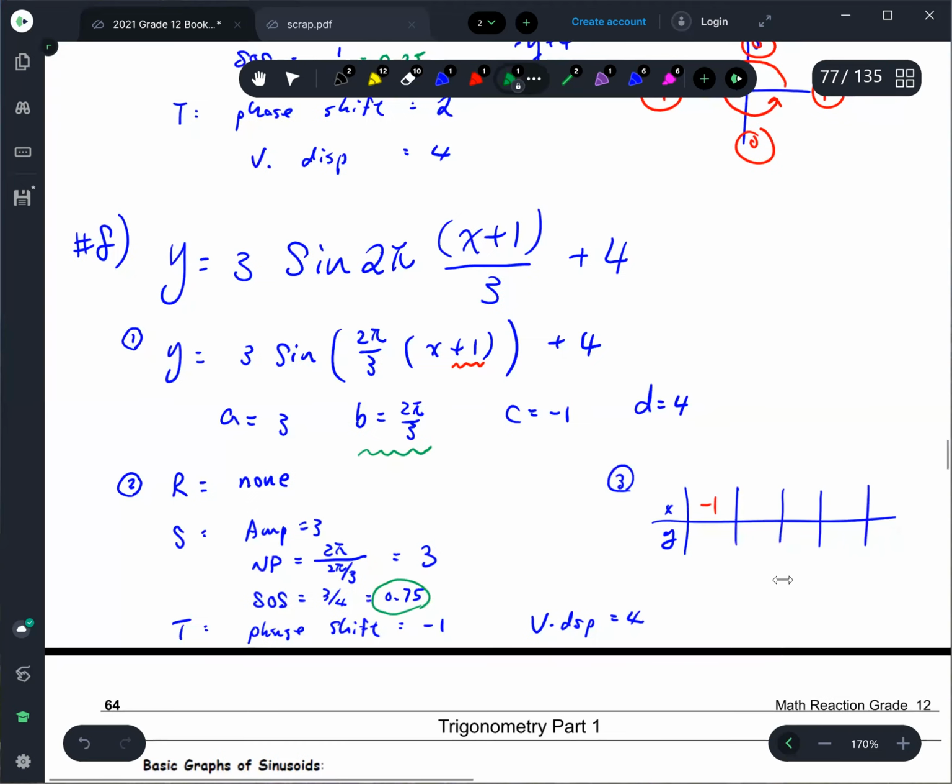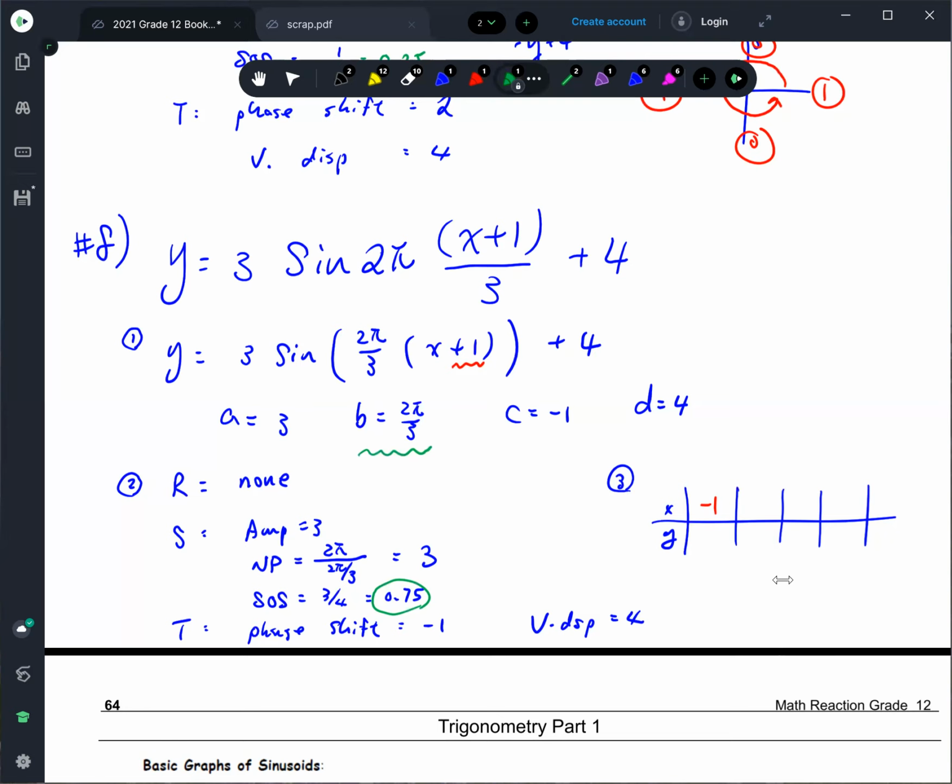2 pi over 3. Okay, so that one is positive, right? Yeah. Okay, if it's positive, you don't do minus for phase shift. You only need to minus if B is negative, because it makes it flip over the y-axis. It will be going to the left instead of going to the right. Do you understand what I mean? Yeah. Okay, so how do we get the other points now?